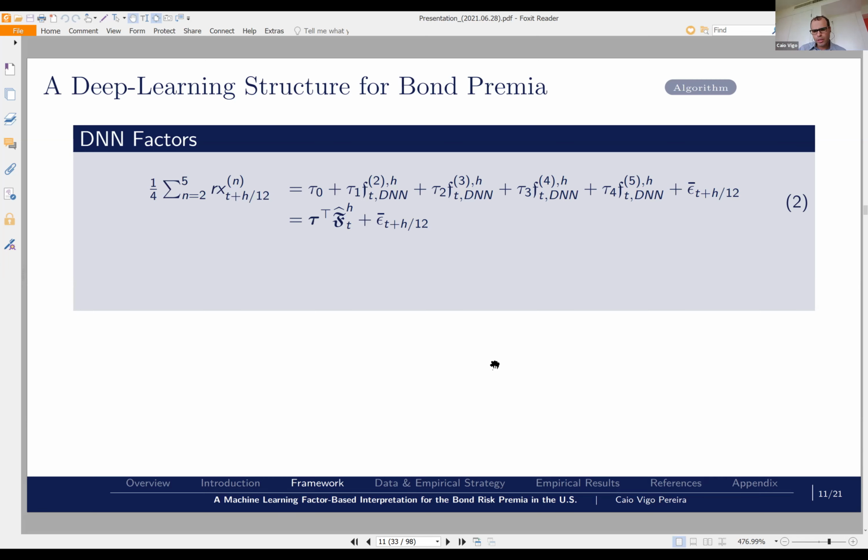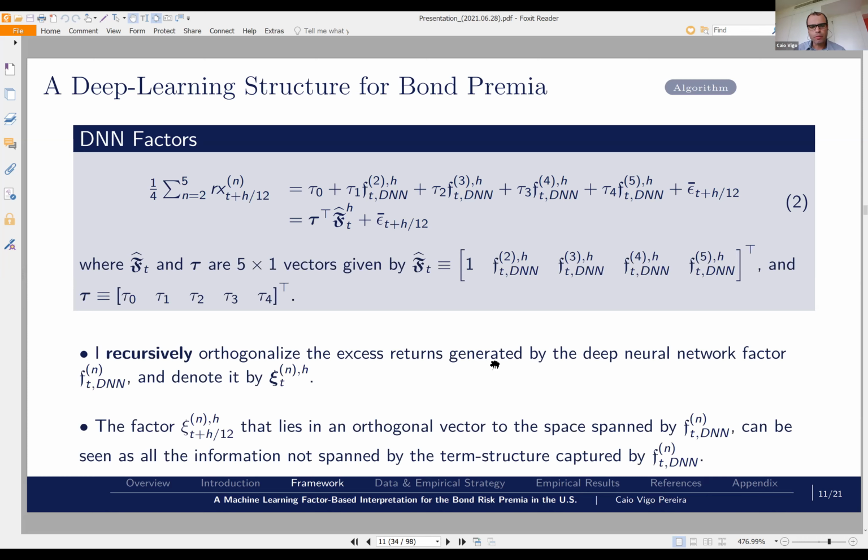And there is more here that I will not have time to discuss. To relate with the new theory about this, I also find everything that is orthogonal, and this here will be my unspanned factor. I create a function out of that. I will not have much time to discuss that, but this is the idea.